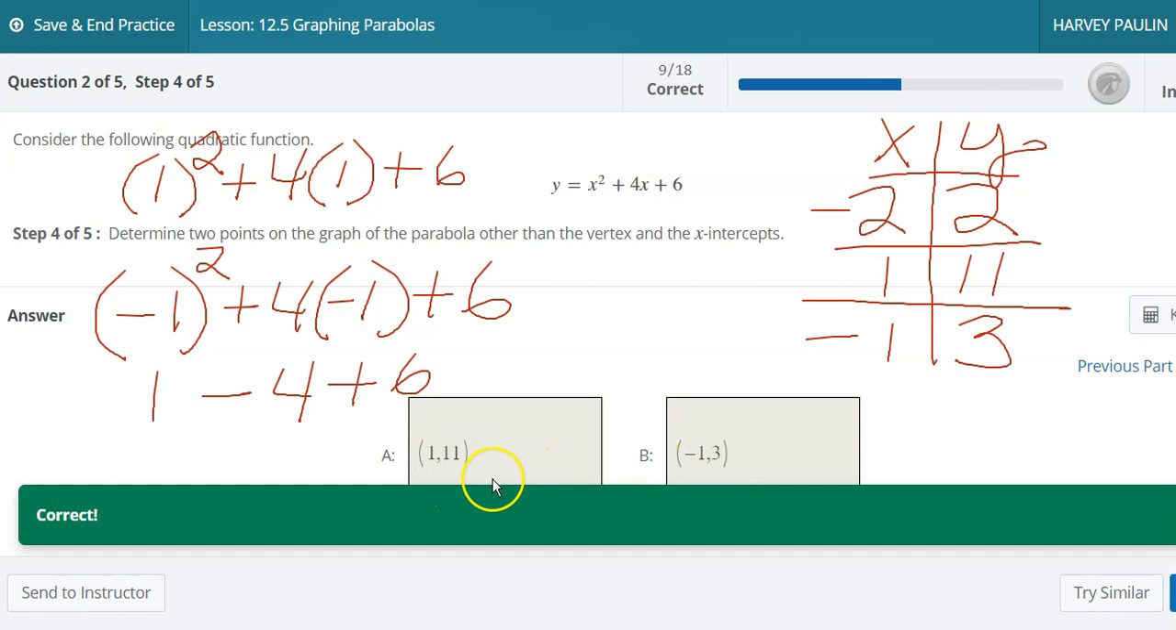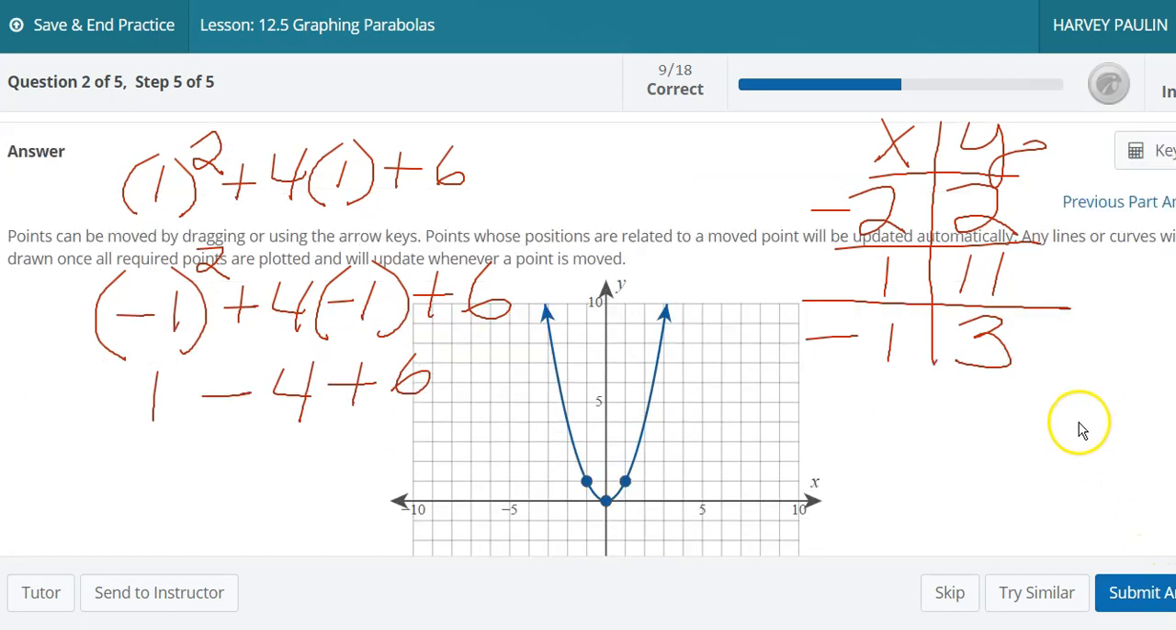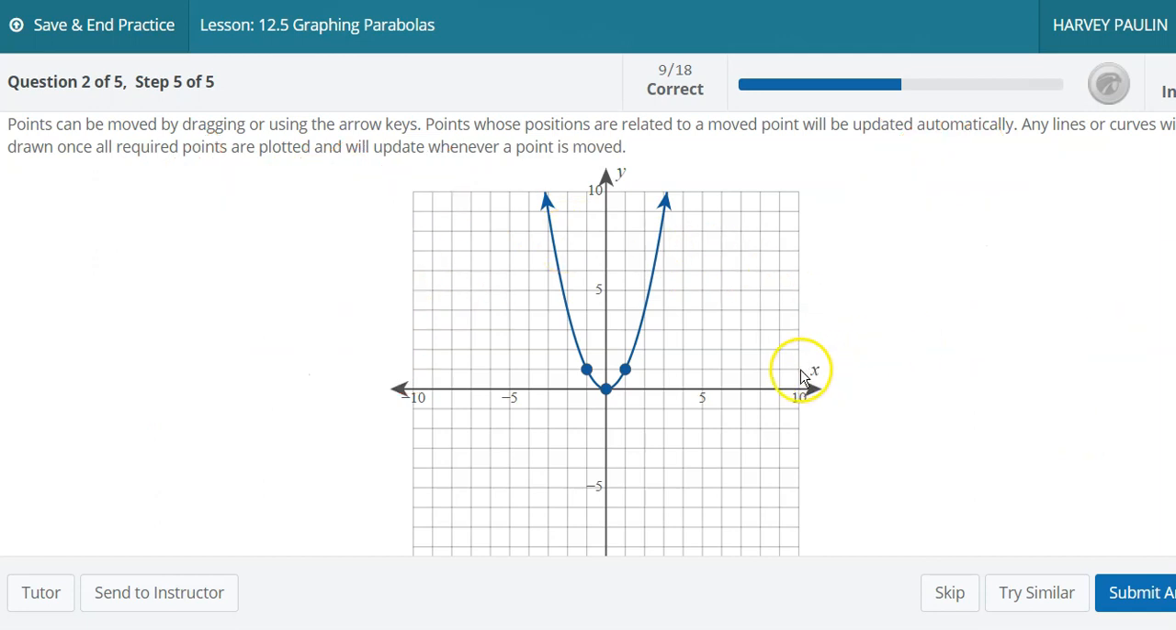And when I put them into the system, it accepts it. And now we're asked to graph a little bit. So I'll take this off, but hopefully you have it in your notes. We're going to drag this now to its vertex, -2, 2. So -2, 2.